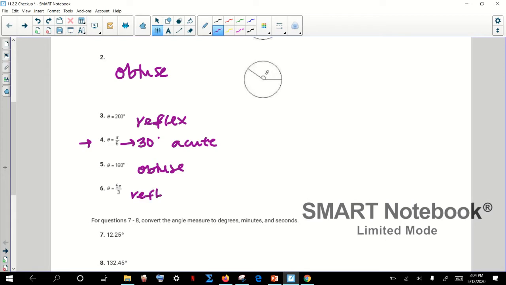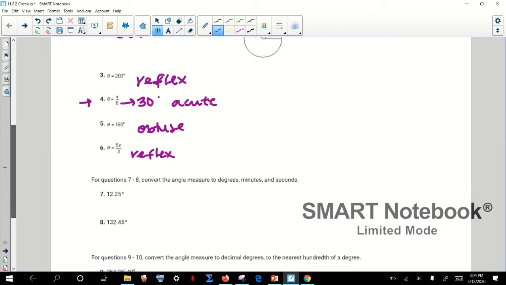I know that from experience, just being able to visualize radians, which you'll be able to do eventually once you get used to working with them. But if you convert 5 pi over 3 into degrees, I believe it's 300 degrees, so you'll be able to tell that it's a reflex angle.